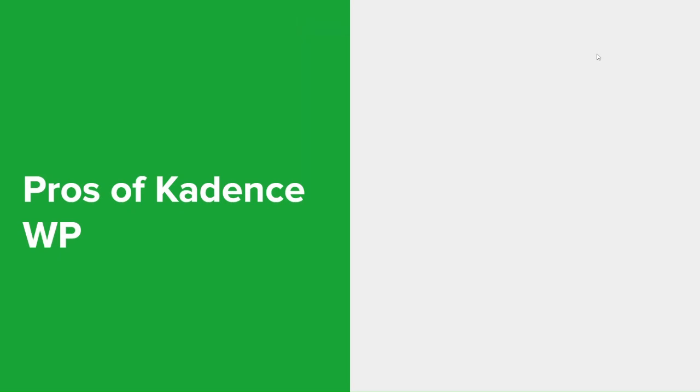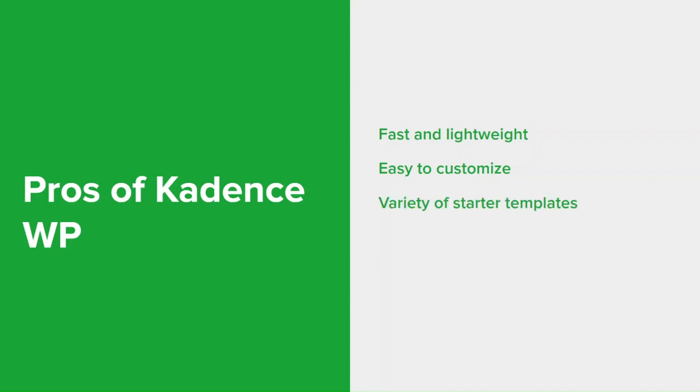So let's talk a little bit about the Kadence WP theme. It's fast and lightweight. It's one of the fastest loading WordPress themes available because of its lightweight code. It's really easy to customize. It has that drag and drop header and footer builder, lots of global font and color control options so that you can really make a website that's suited to you. It comes with a variety of starter templates that we've seen that can be quick and easy to create a website for any type of business, and it's very extensible.